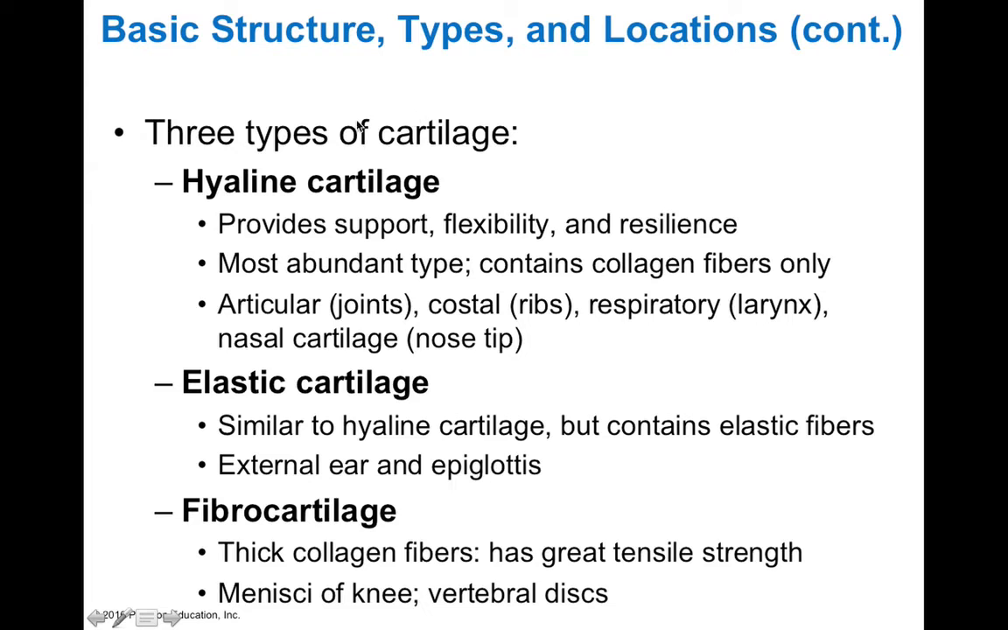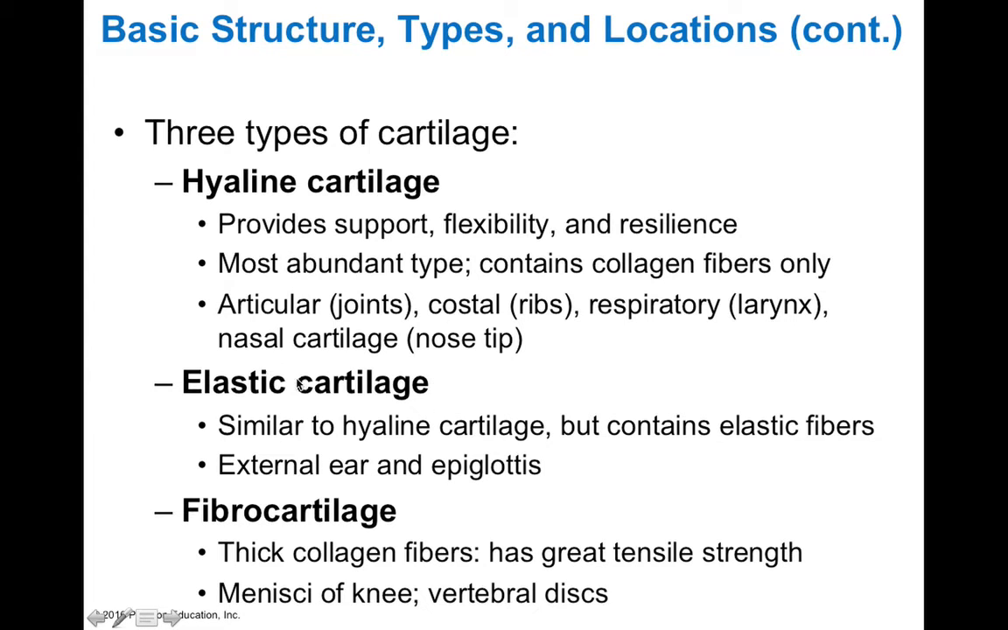Now, there are three major types of cartilage. We've got hyaline, elastic, and fibrocartilage. We talked about these back in chapter 4 on tissues, but hyaline cartilage is notable because it provides support, flexibility, and resilience. It's also the most abundant type that contains collagen fibers, and you find this in joints, at the ends of bones, your ribs, also the larger airways like your larynx and trachea, and your nasal cartilage is also made of hyaline cartilage. Think of this as strong but flexible.